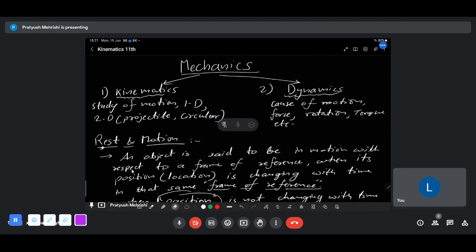Now, in kinematics, first of all, we need to understand what is rest and what is motion. When can we say that an object is at rest? Is there anything such as absolute rest or absolute motion? Sir, there is no such thing as absolute rest or absolute motion.